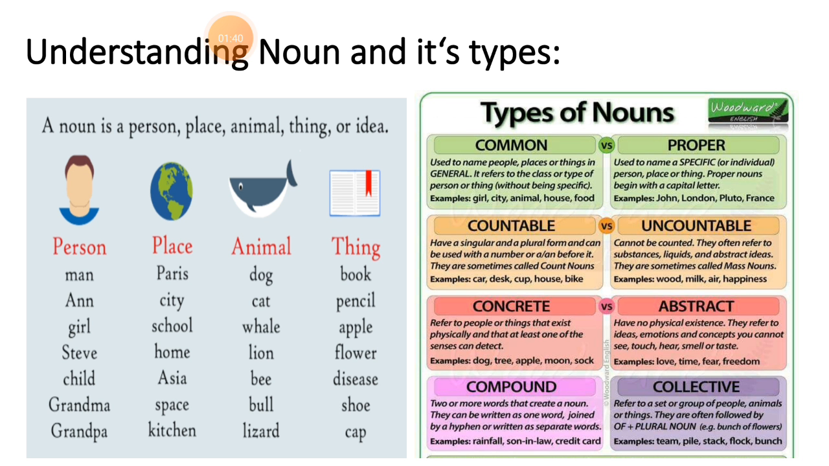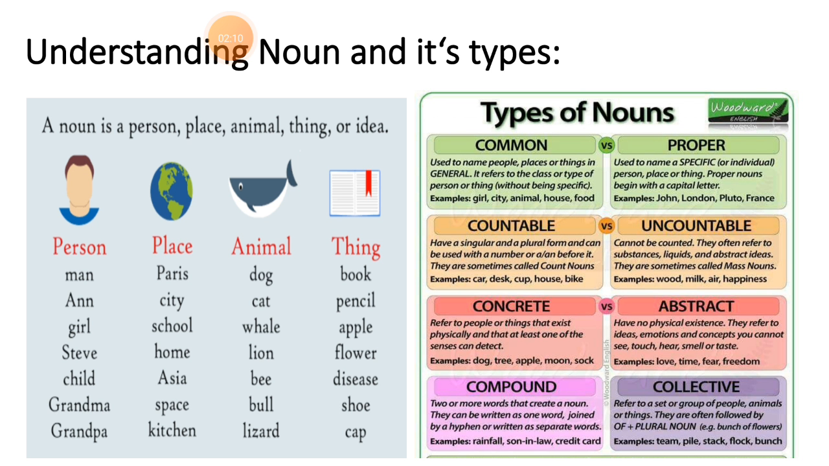So, what are countable? All that can be counted are the nouns that can be counted. They are countable, and uncountable, obviously, is the opposite of countable. Now, what are concrete? Refer to people or things that exist physically, and that at least one of the senses can detect. And that could be, when you can see something with your eye physically. A dog, tree, apple, moon, sock, that is something that you can see.